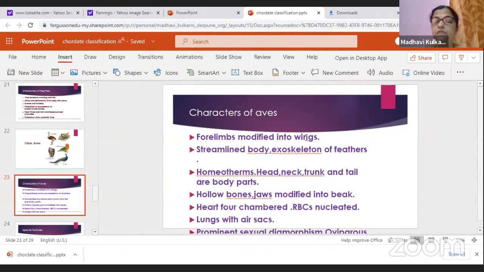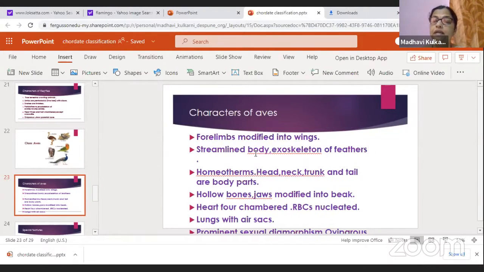The forelimbs are modified into wings. Only hind limbs are there, and forelimbs are wings, with which they show the flying mode of locomotion or the aerial mode of life. All of them have a streamlined body shape. Now, a number of adaptations are there for the flying purpose. The first is their body shape.